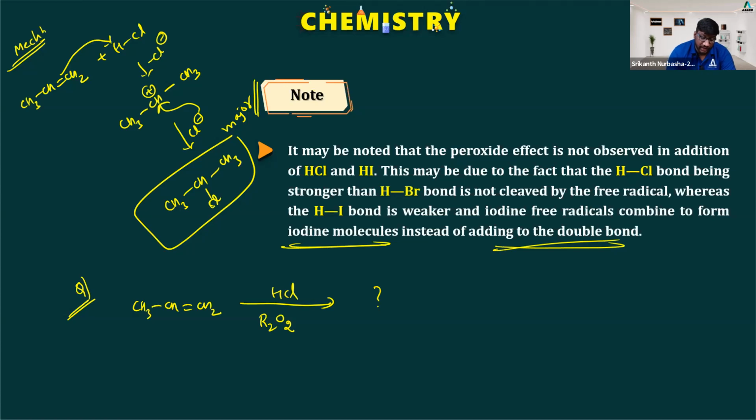So whenever you treat HCl in the presence of peroxides, the mechanism proceeds through the carbocation approach, not the free radical approach, because free radical cannot be formed, because the HCl bond is a stronger bond when compared to the HBr bond. Only with HBr, peroxide effect is going to happen. Right?